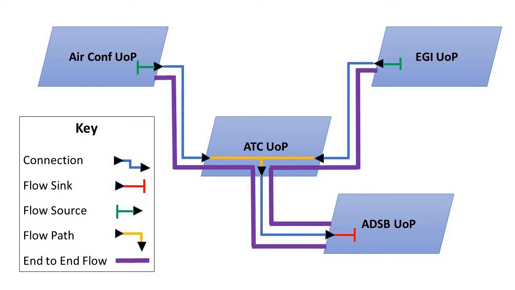The AADL model you translated in Lesson 1 provides a flow sink or flow source for every UOP component port depending on the port direction. Your first task is to add flow paths through the transporters and the ATC UOP in order to build the end-to-end flows necessary for latency analysis. In the context of Balsa, this means you will define paths that begin in the EGI and AirConfig UOPs and terminate in the ADSB UOP.